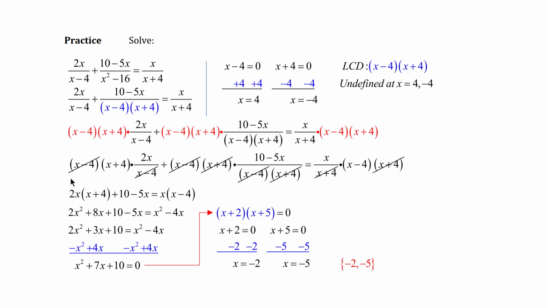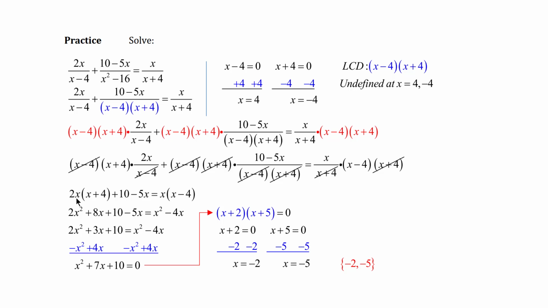So for the first term, we cancel out the x minus 4's. We get x plus 4 times 2x, which is 2x times parentheses x plus 4. For the middle term, we cancel out both x minus 4 and x plus 4. We get 10 minus 5x. And for the last term, we cancel out the x plus 4s. So we have x times parentheses x minus 4. The result is 2x times parentheses x plus 4 plus 10 minus 5x equals x times parentheses x minus 4.